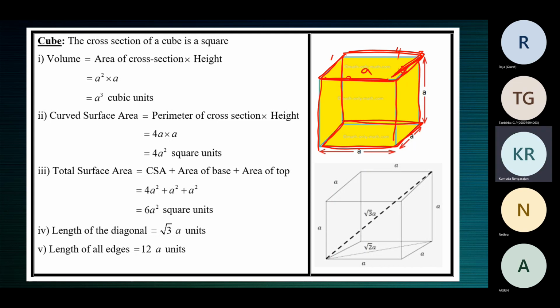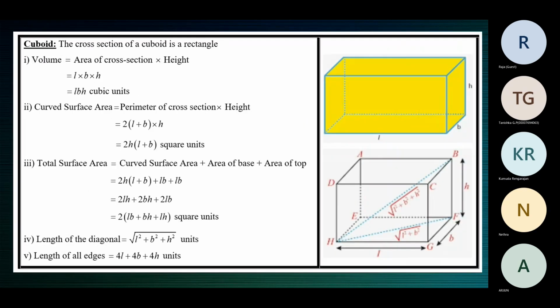Got this, children? Yes, ma'am. All right. So in the same way, we have a cuboid. The cross section of a cuboid is a rectangle. Say you have many identical rectangles of length 4 centimeters and breadth 3 centimeters.